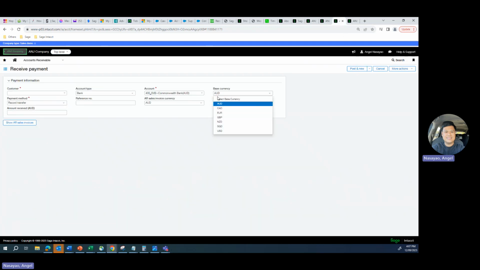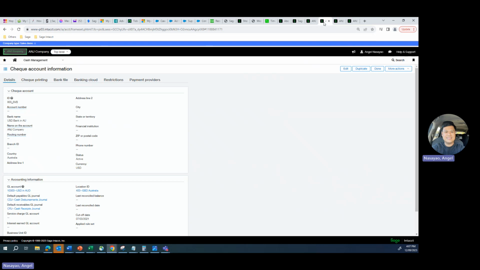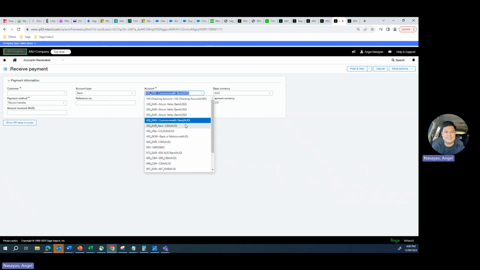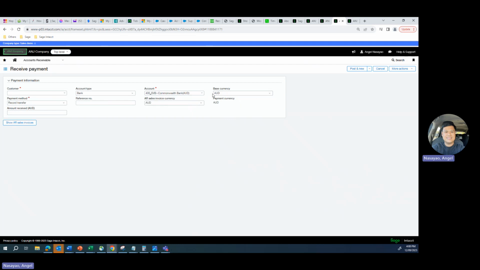So if I process the payment in here, the 800 SVB, right? If I select the account, 800 SVB is not coming up. So that's the issue that we have here. You can only see the bank accounts in here where the currency of the bank account is the same as the base currency. So in this case, we cannot select that at all.